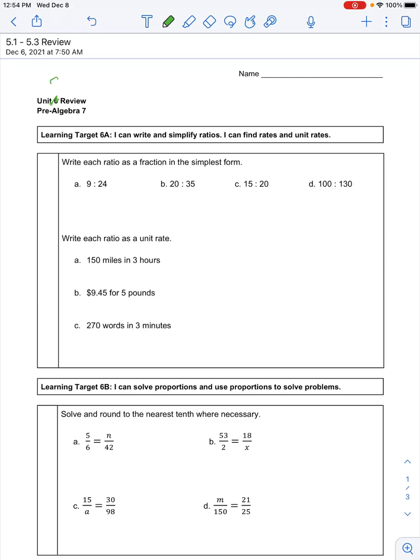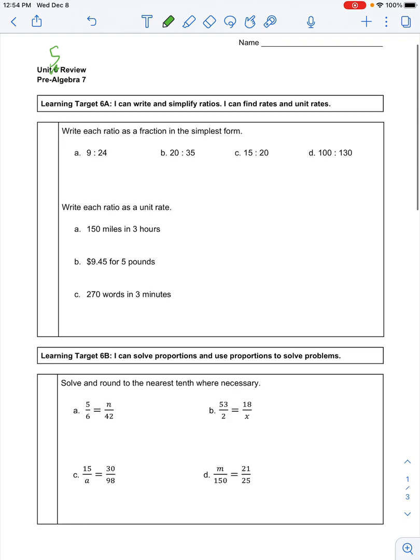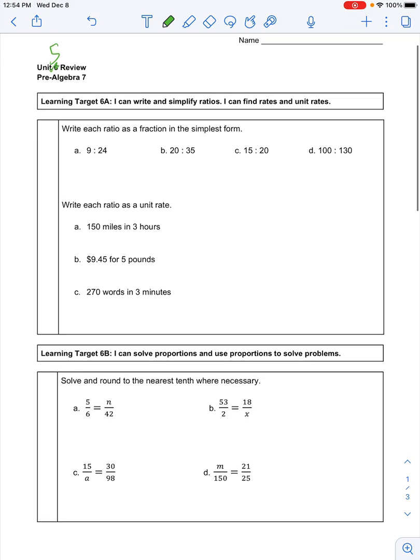All right, here we go. Looking at our Unit 5 review. If we take a look here, we've got writing and simplifying ratios. I can find rates and unit rates.